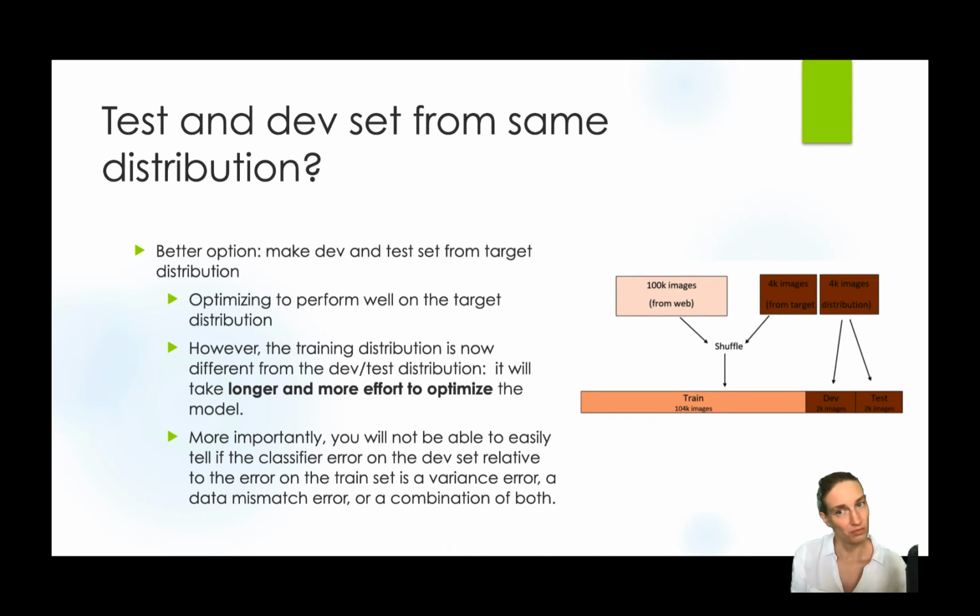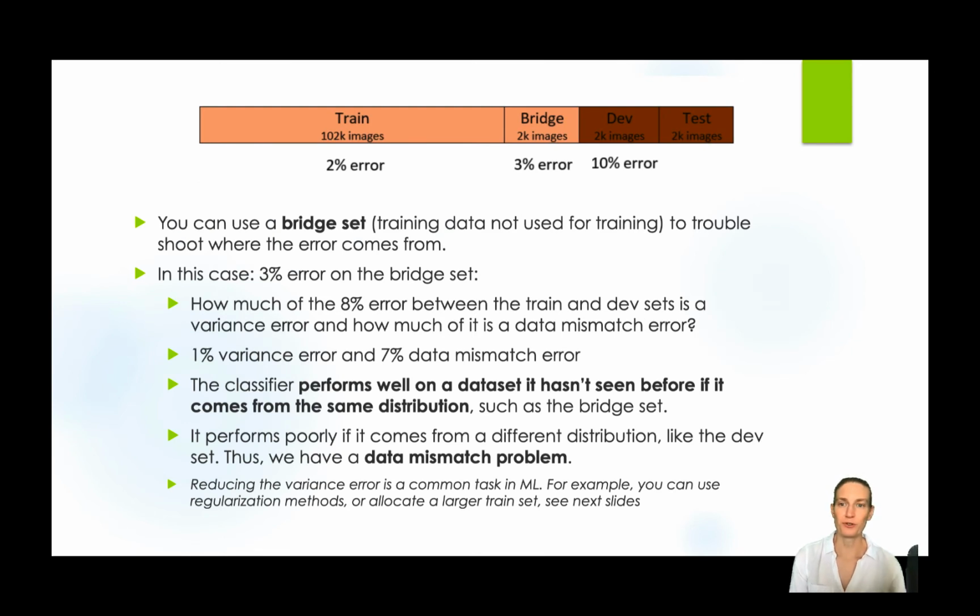Okay. This is better, but it might be very hard to train your model now to get good results on the dev and the test set. So it won't be easy to actually see if the error here comes from a variance error or data mismatch error or some combination of both. Okay. So there's a better solution. We can use something called a bridge set. A bridge set consists of training data not used for training. This can be used to troubleshoot where the error comes from. In this case, we have 10% error on the dev set and only 2% error on the training set.